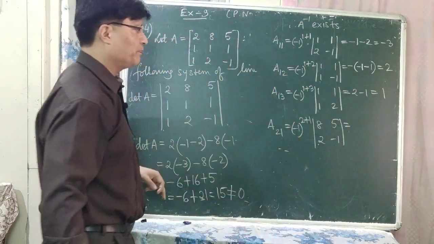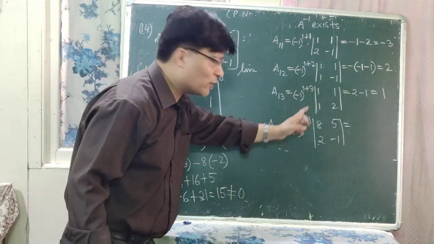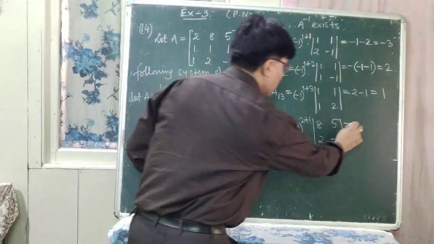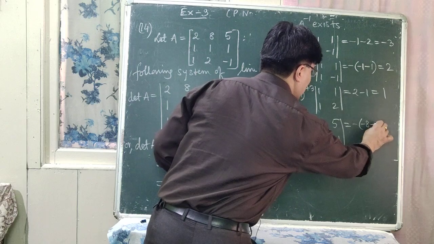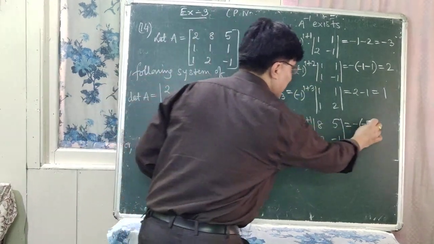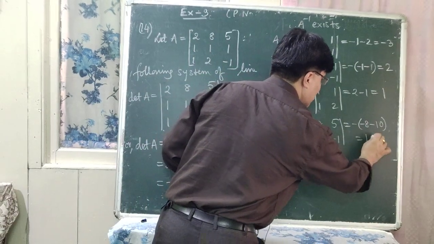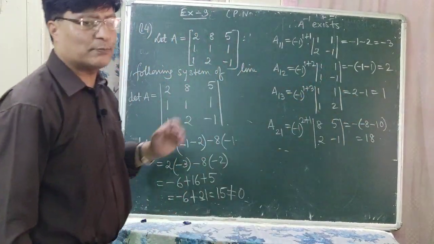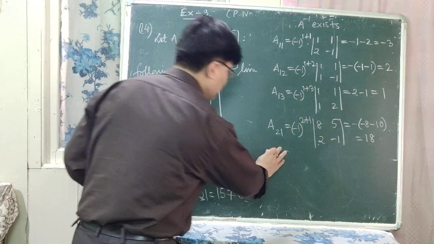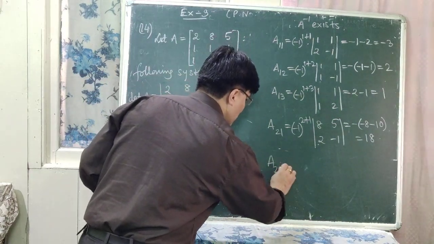Which is equal to, now (-1) cubed is always a minus sign. So within the bracket, minus 8 minus, this is 5 2s are 10. Right? So after simplification you will get plus 18. Clear? Next one is A22.